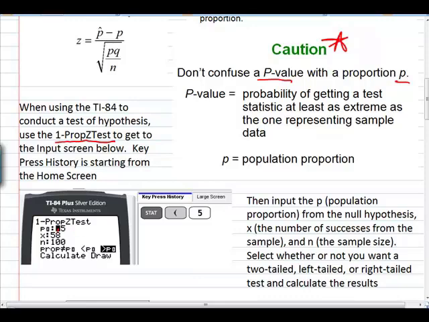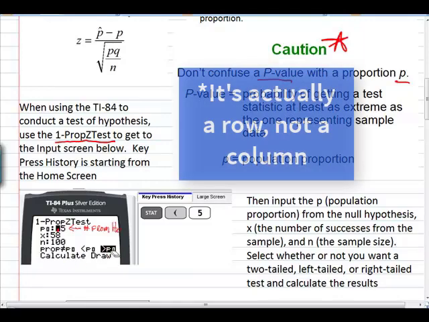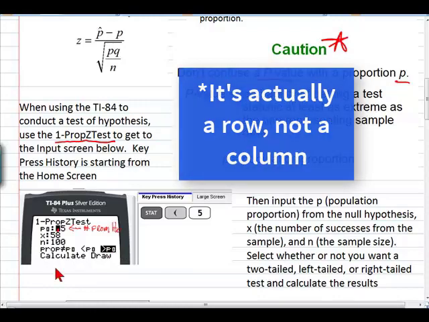This is a 0.5. This is a value from the null hypothesis. It's the number from the null hypothesis. X then will be the number of successes from the sample. N is the number of samples. And then you need to select whether or not you want a left-tailed, right-tailed, or two-tailed test. That's this last column down here. And then you're going to select calculate.